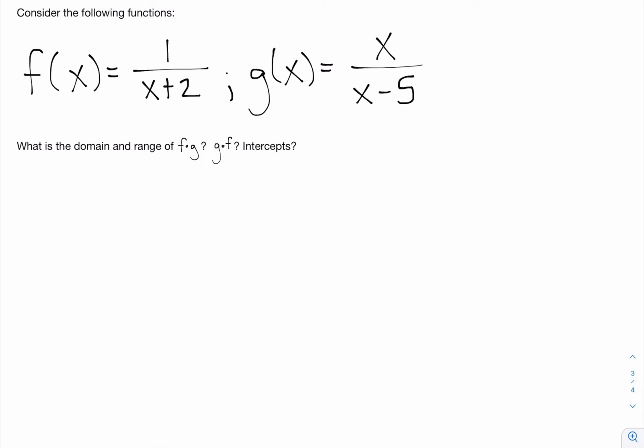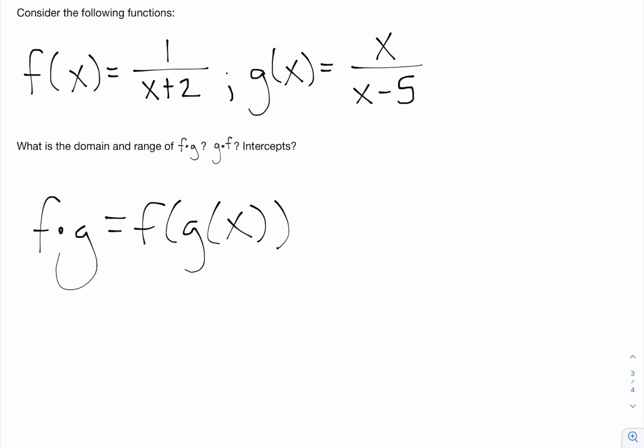When we're doing this, what we want to think about is, let's do f of g first. This little dot between f and g really just means f of g of x. And f of g of x means we're going to consider f of x, except everywhere we see x, we're replacing it with g of x. So g of x is x over x minus 5. So for f of x, anytime we see x, we're just going to put x over x minus 5.